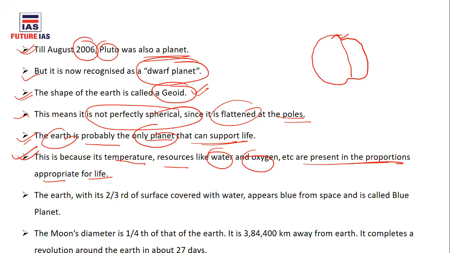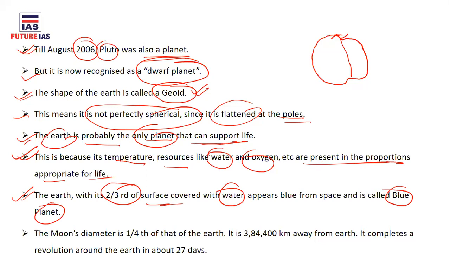Okay. And roughly around 2/3 of the surface of the earth is covered by water. That is the reason the earth is also called the blue planet. Why is it called the blue planet? Because it looks blue from space. When you see it from space, it looks blue because 2/3 of the surface is covered by water.